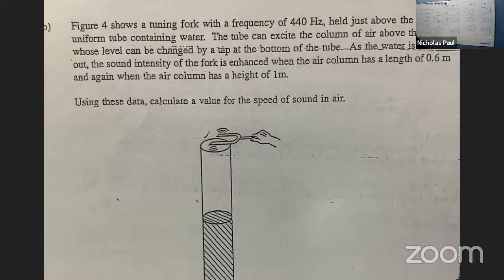So let's pretend that 0.6 is the 9th harmonic and 1 meter is the 10th harmonic, because the question said they are two consecutive ones, right? Then the difference between two harmonics is always what? So whenever you subtract it, that will be equal to half a wavelength.